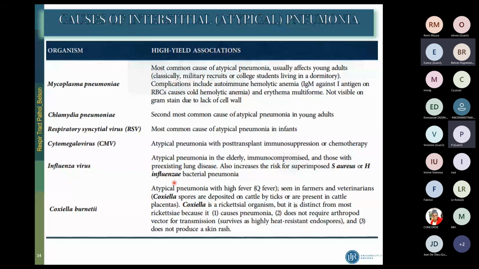So the causes of interstitial pneumonia, the first one is mycoplasma pneumonia, you have chlamydia pneumonia, respiratory syncytial virus, and so on. So this is what we can say.